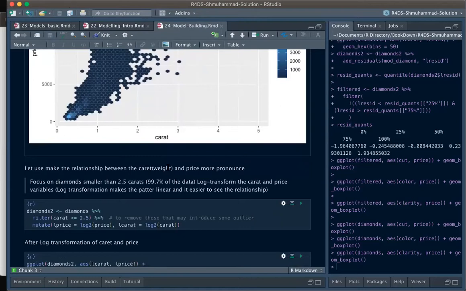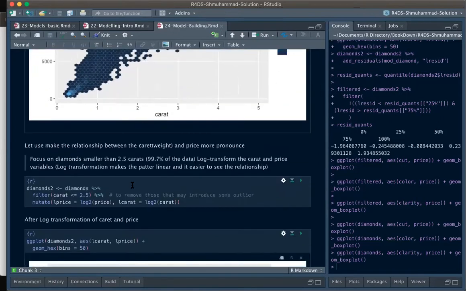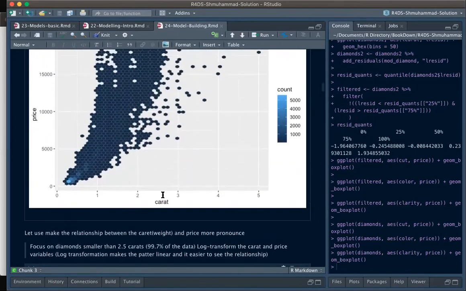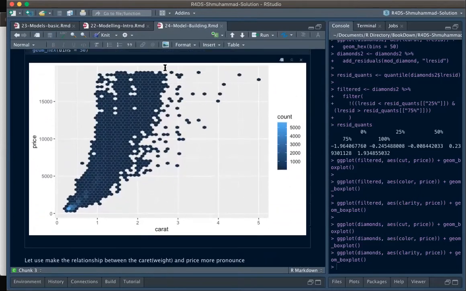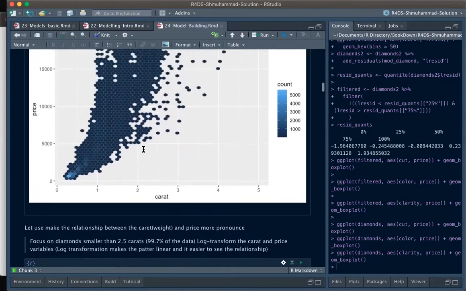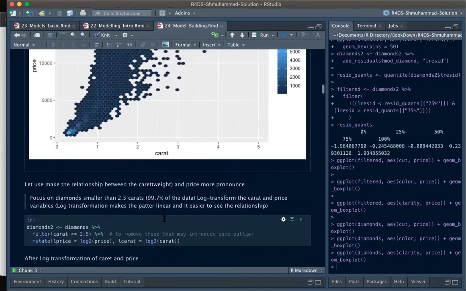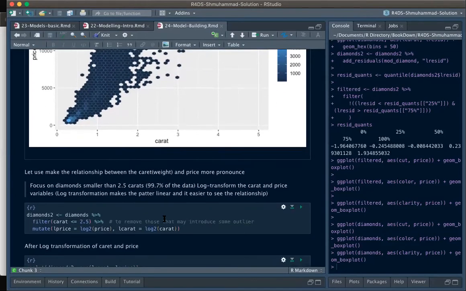So let us make the relationship between the carat and price more pronounced. So how can we make this relationship more pronounced? If we remove this part, we cut this one here. If you cut this one and use the data only here, we can actually see that the relationship is more pronounced. And also, because this is a linear relationship, we can take the log of this variable, the price and carat. And the log transformation makes the linear pattern easier to find the relationship.